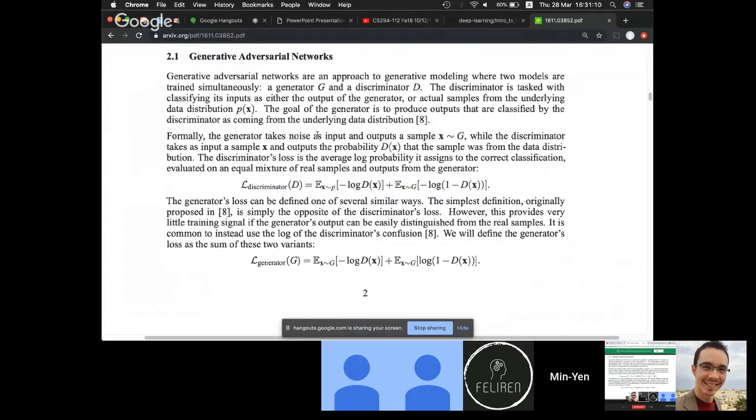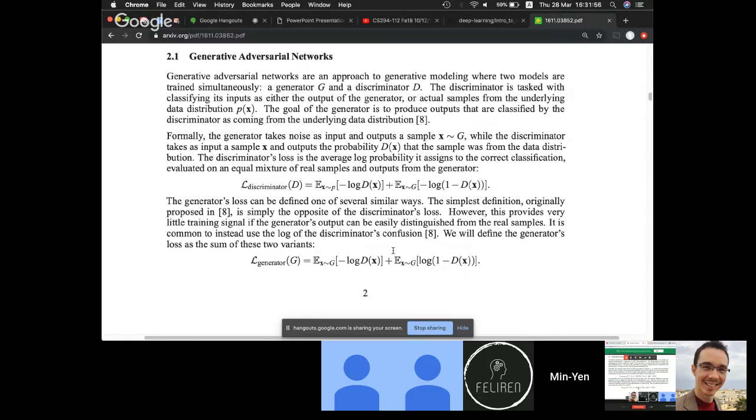Normally, the generator takes noise as input and outputs a sample, and the discriminator takes as input a sample x and outputs the probability D(x) that the sample was from the real data distribution. The discriminator's loss, which is what we were just going over, is the average log probability assigned to the correct classification, evaluated on an equal mixture of real samples and outputs from the generator. So both parts of this equation.